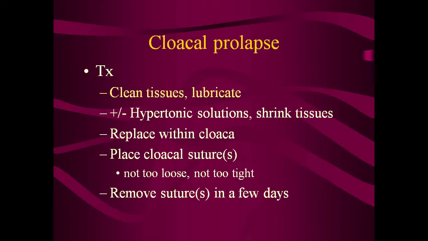Treatment of acute prolapses that have healthy-appearing tissue exposed begins with cleaning the exposed tissues well, lubricating, and rehydrating the tissue. Hypertonic solutions such as hypertonic ARS or a concentrated sugar solution may help to shrink the tissues. The tissue should be replaced within the cloaca and a cloacal suture placed to hold the tissue in place as it heals. The sutures can be removed in a few days.